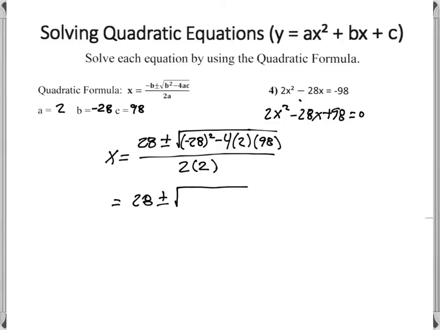the 28 squared and then minus the 4 times 2 times 98 all cancel out, and we're left with 0 all over 4. So the square root of 0 is pretty easy. It's just 0. So we have 28 divided by 4, which in that case equals 7. So for this one, it only has one solution, and our solution is 7.